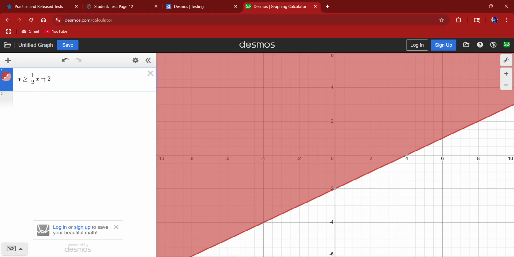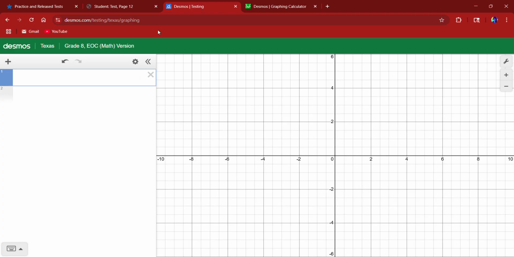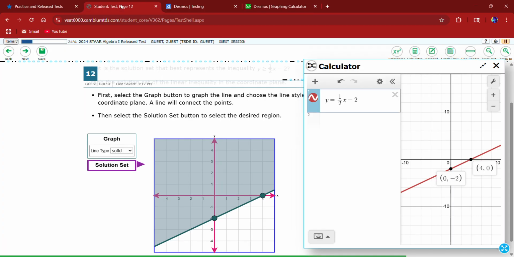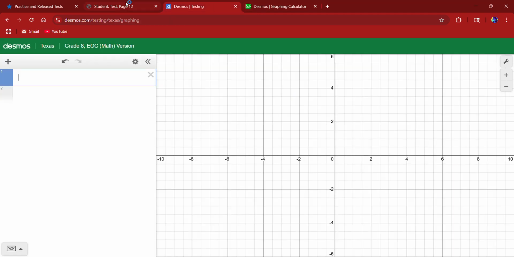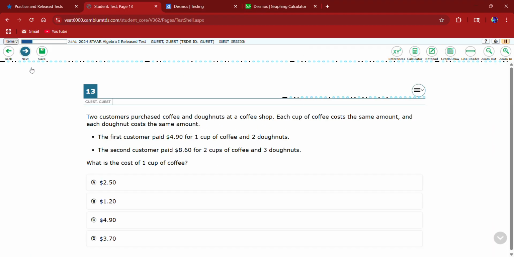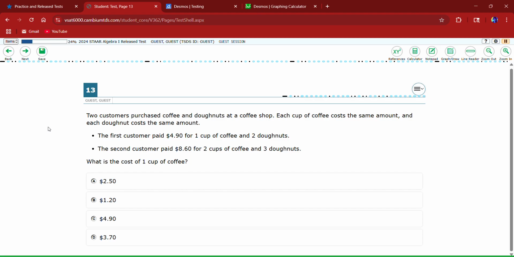Okay, and it also does the shading for us. The Desmos that we are given on the test does not do any of that if you type this symbol in. So make sure that you're practicing in the correct Desmos. It looks like this one. Okay, next problem. Here, this is a systems problem.